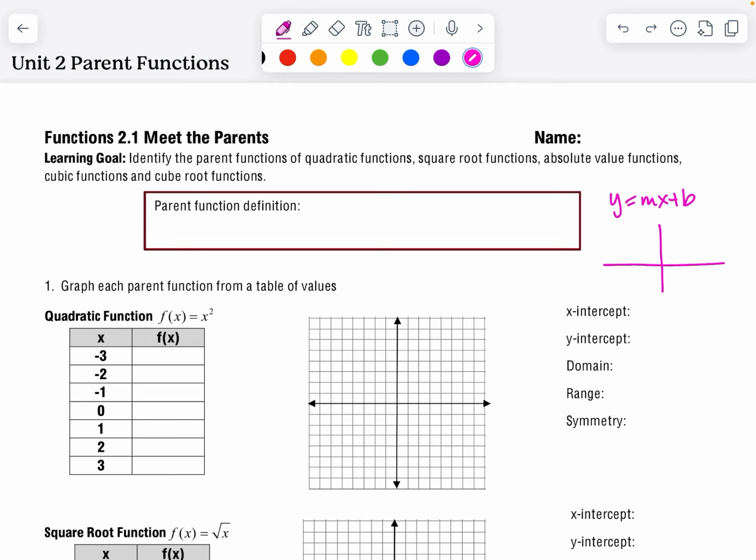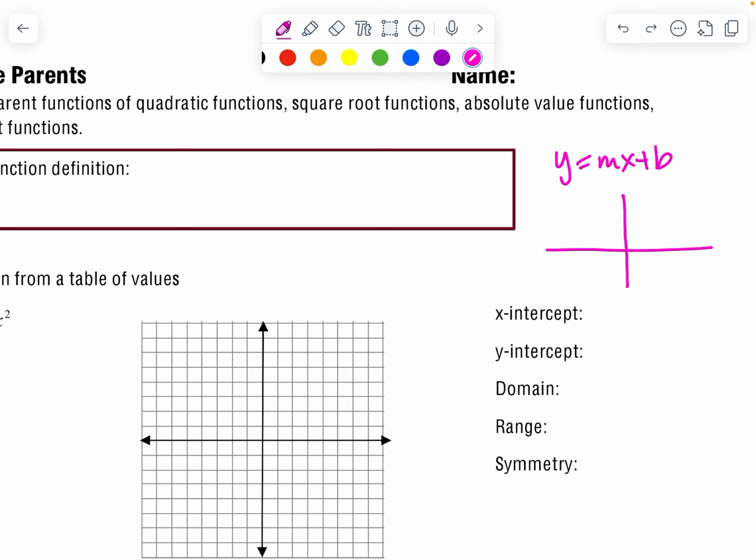And we are going to identify what a parent function is. A parent function is the simplest form of a family of functions. So for instance, y is equal to mx plus b represents how we represent most lines in the xy plane. If we have, for instance, 2x plus 2, we know that there's a shift of 2 up and a rise over run of 2. So it should look something like this. But this is not the most basic form of it.